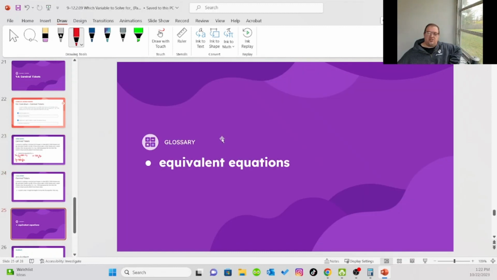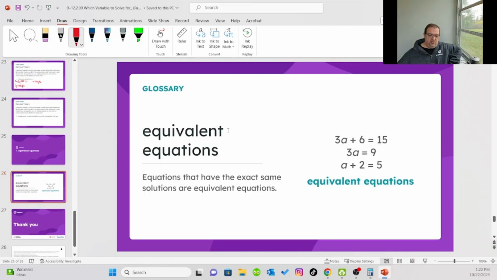We only have one glossary term for this lesson. Equivalent equations. Equations that have the exact same solutions are equivalent equations.